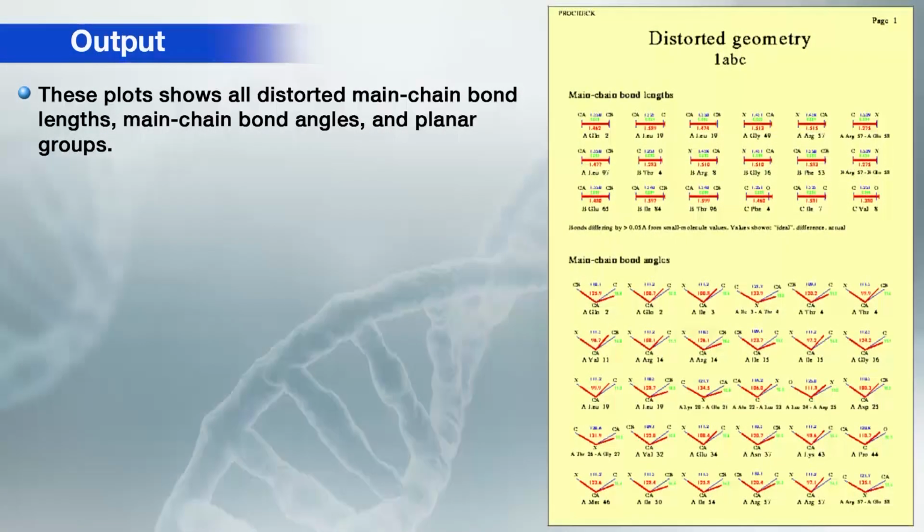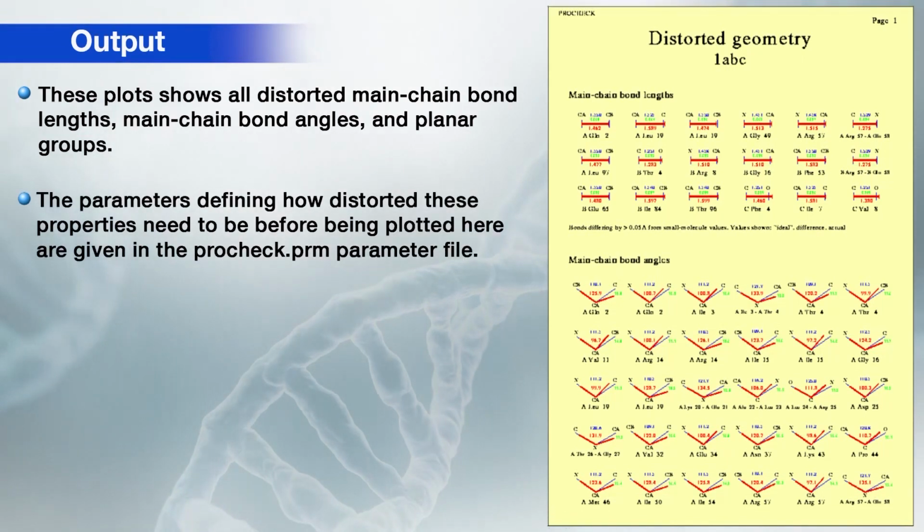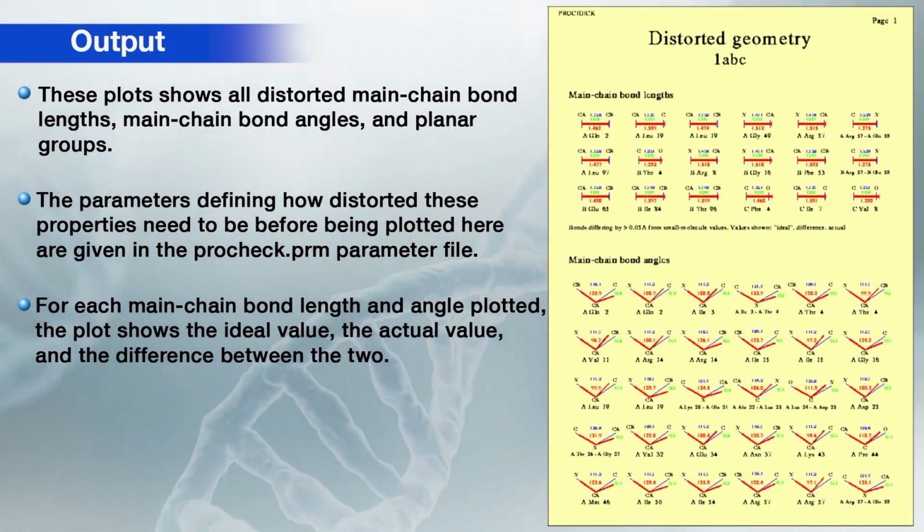Now let us see these plots, which show all the distorted main chain bond lengths, main chain bond angles and planar groups. Bond length, bond angle and torsional angles are taken into very careful consideration to understand the structure. The parameters defining how distorted these properties need to be before being plotted here are given in the Procheck.prm parameter file. For each main chain bond length and angle plotted, the plot shows the ideal value, the actual value and the difference between the two. So, three things are reported: ideal value, actual value and the difference between the two.